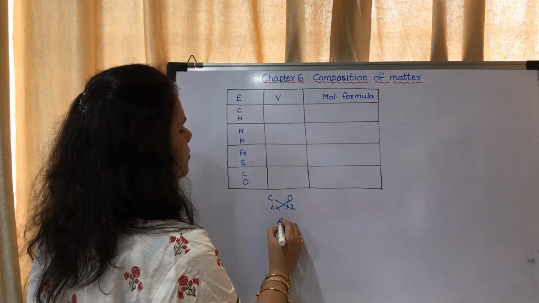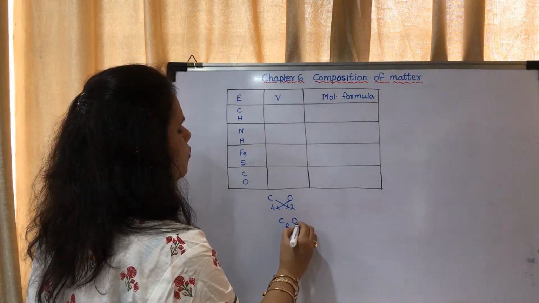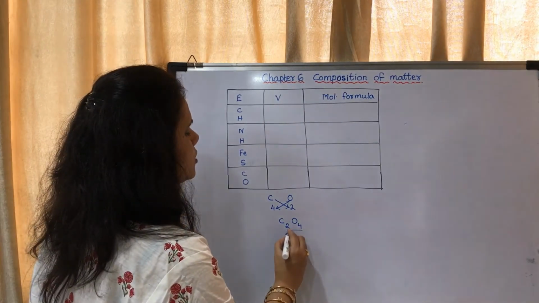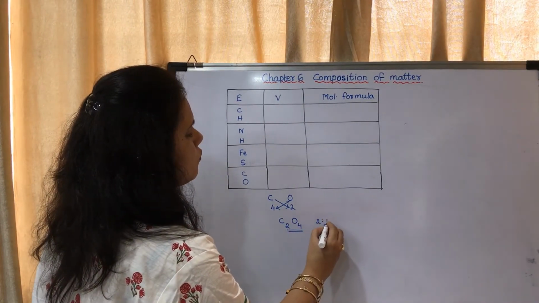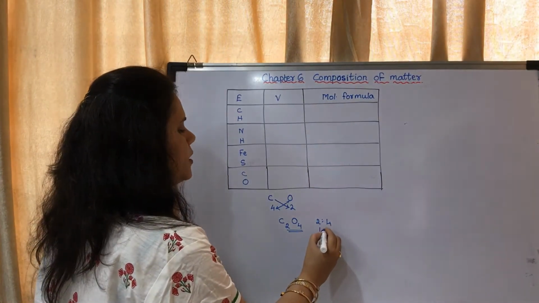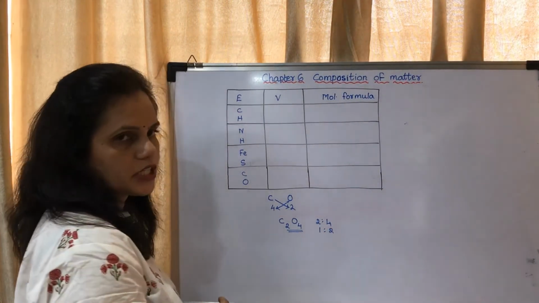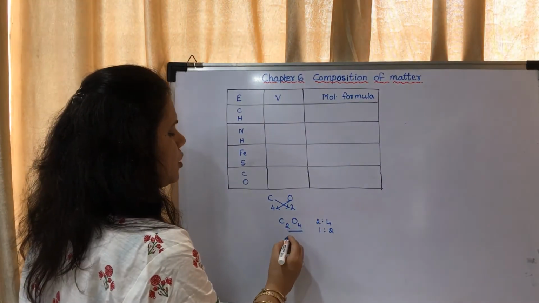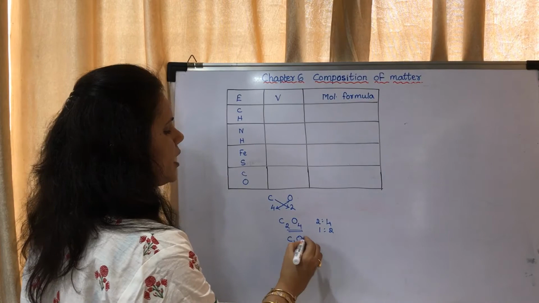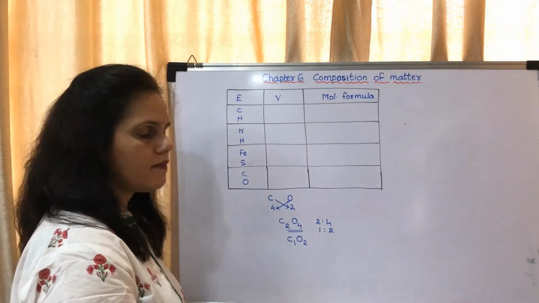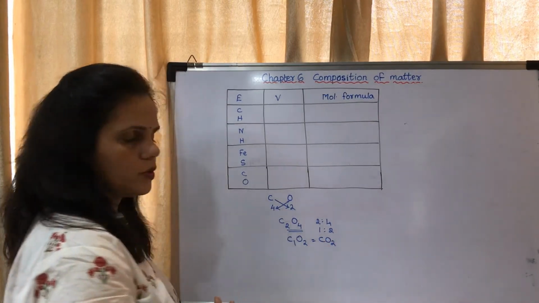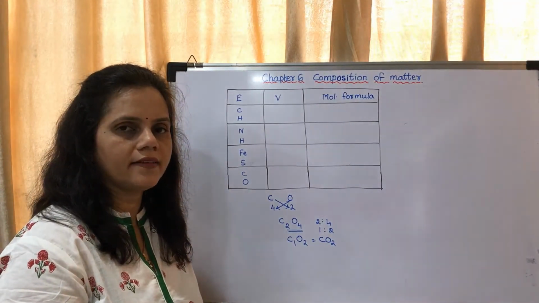So it will become C2O4. Now what is the ratio? The ratio is 2:4. If you reduce the ratio to possible whole numbers, you will get 1:2. That means instead of 2, you have to write 1. Instead of 4, you have to write 2. It will become C1O2, which is equal to CO2. Okay, this is how you write the valency.